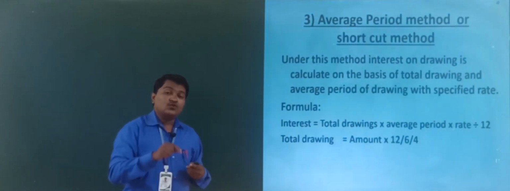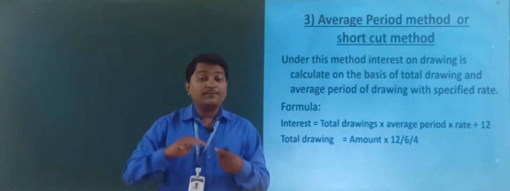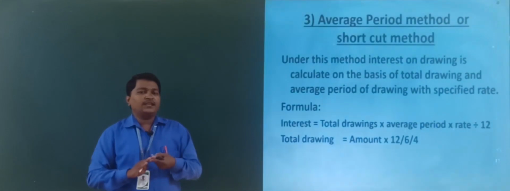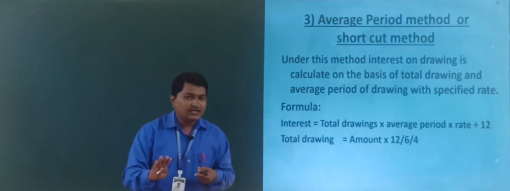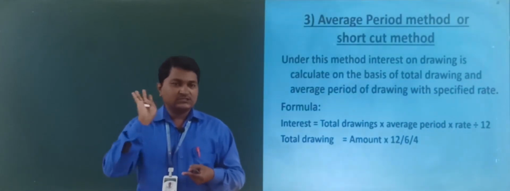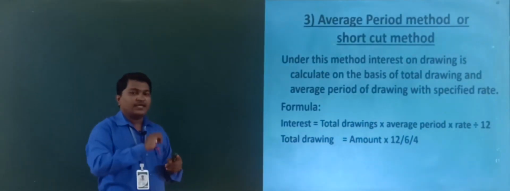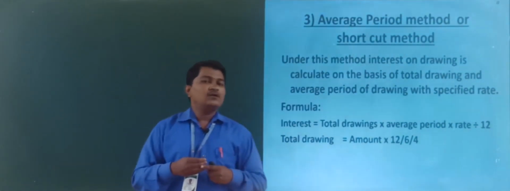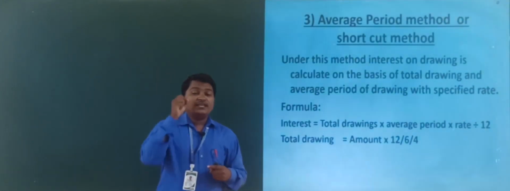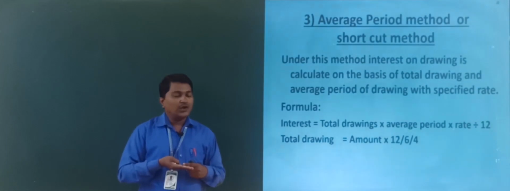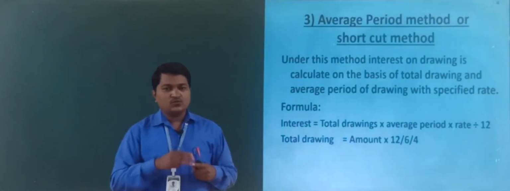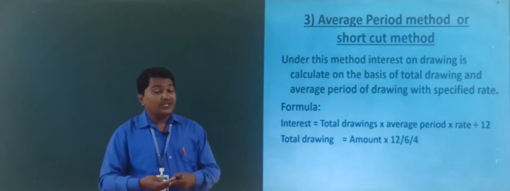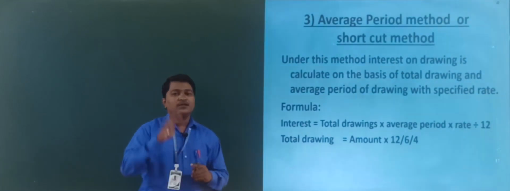If the question says he withdrew for half year ending, how many months are in a year? 12 months, and half means 6. So if he withdrew for half year ending, then you need to multiply by 6. Now, when do we multiply by 4? If he withdrew quarterly, meaning once in 3 months regularly, then in a year we multiply by 4.